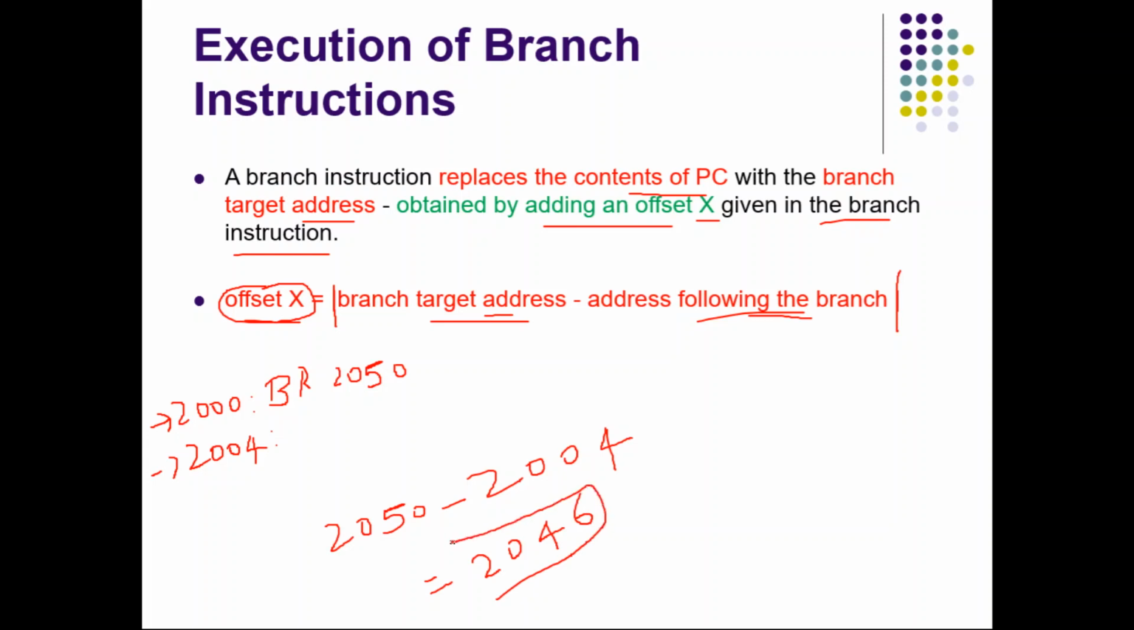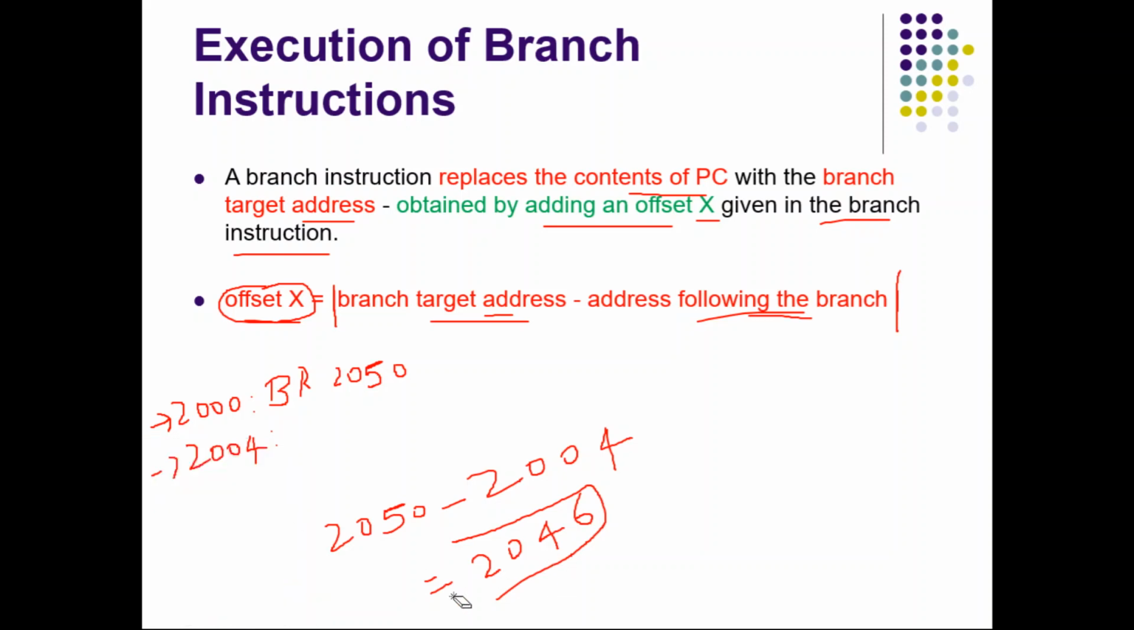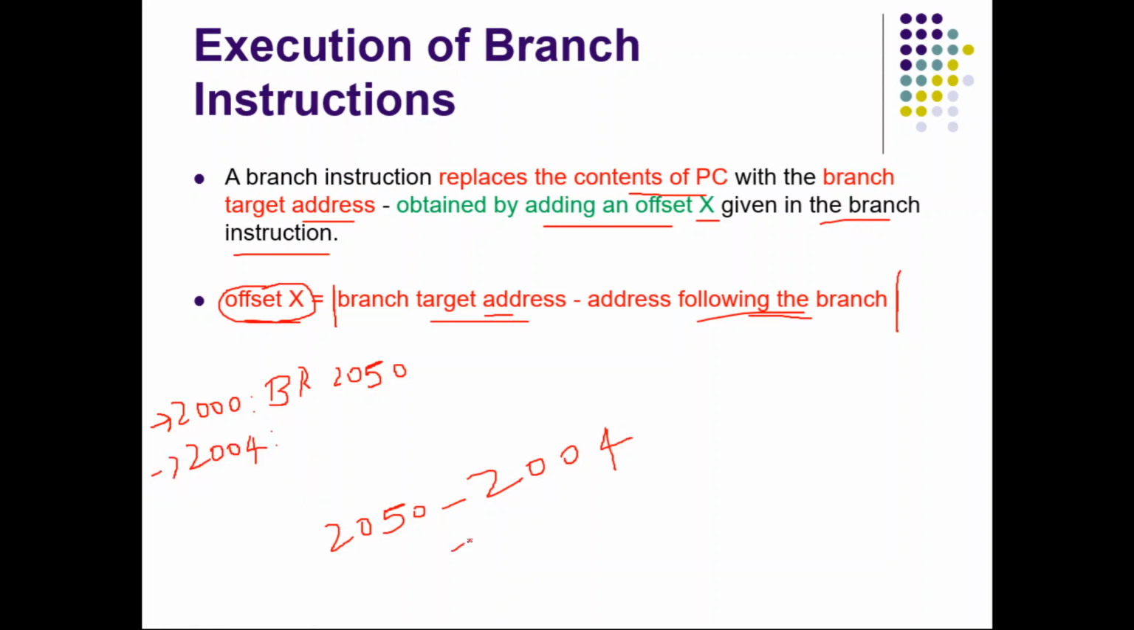It is not 2046, it is just 46. 2050 minus 2004 is 46. This 46 is called the offset.